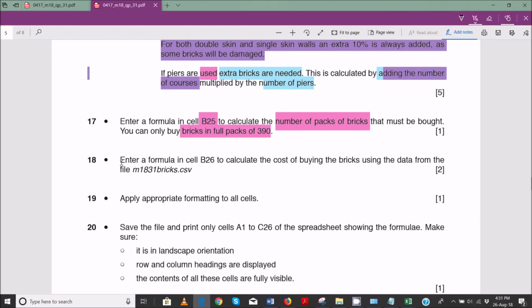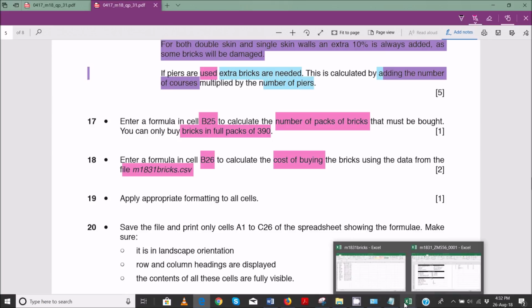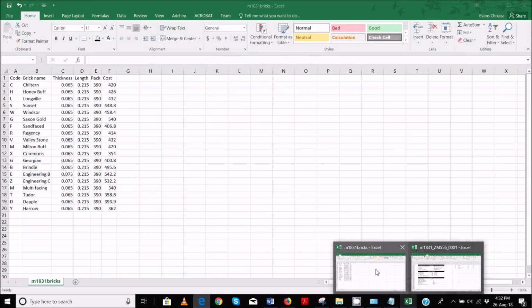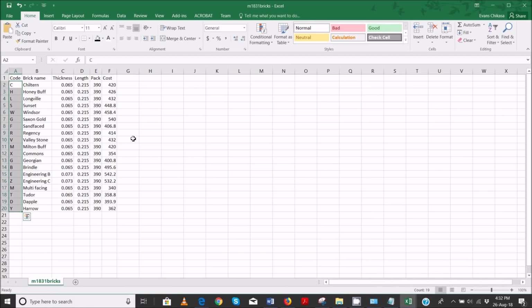Now that is done. Step 18, enter a formula in cell B26 to calculate the cost of buying the bricks using the data from this file. Okay, so in B26, we want to find the cost of buying the bricks using the data from that. So again, if you notice, the information is in itself, like I said, you could have sorted it, arranged it in some sort of order of some kind if you want.